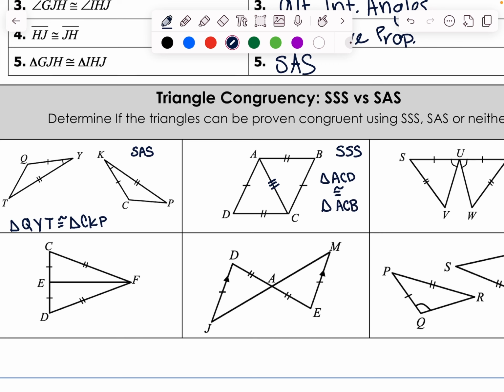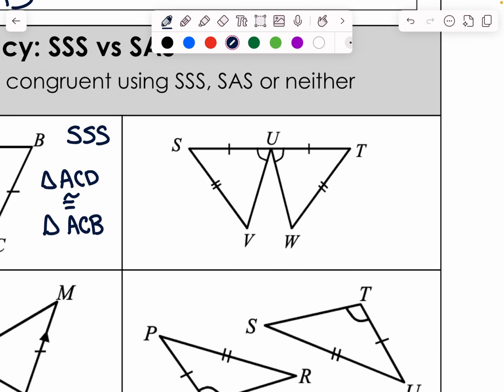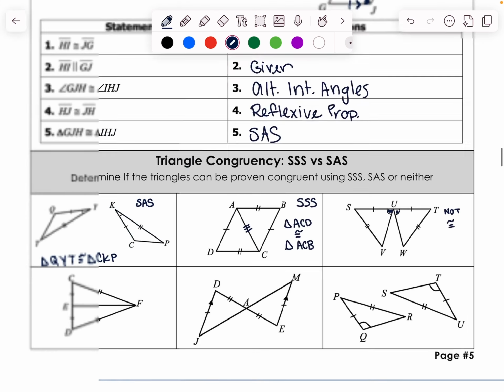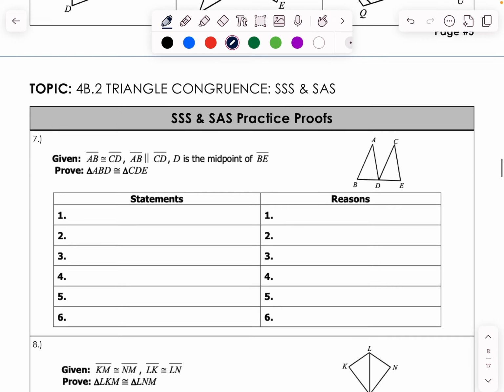Okay, the other one that I do want to talk about is this one right here. The reason is because the angle that they give us is not the included angle. So these are not congruent.